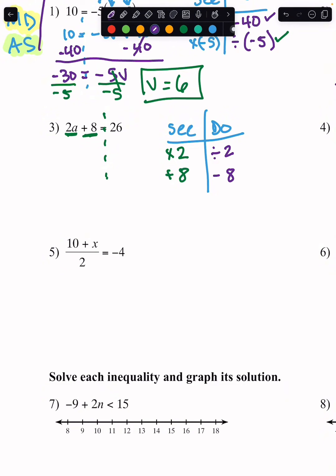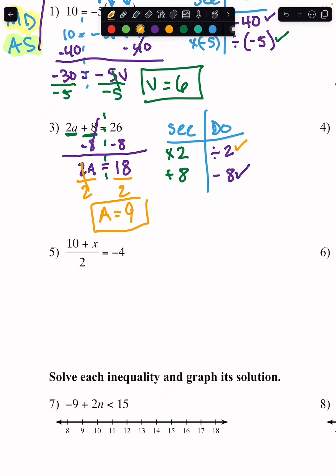All right, and then remember, order of operations backwards. I've got to do addition, subtraction first. I'm going to go ahead and subtract 8. 2A is equal to 26 minus 8. That's going to give us 18. So I did that part. And then the last thing I need to do is divide by 2. So my A is going to be positive 9.